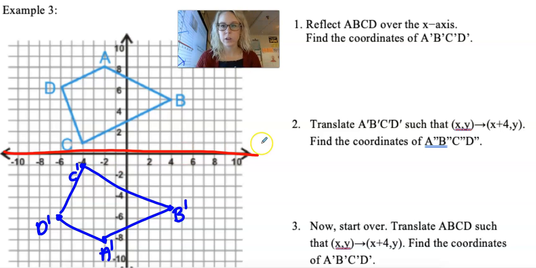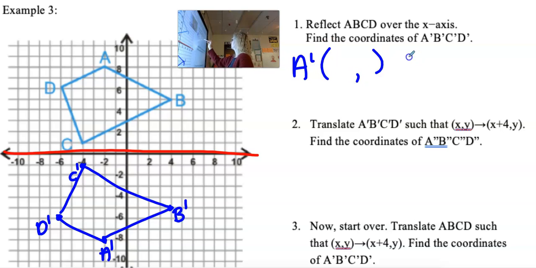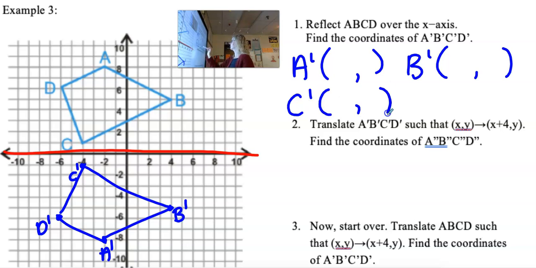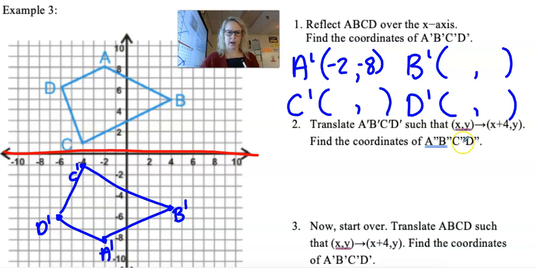Now find the coordinates of A prime, B prime, C prime, D prime, coordinates being ordered pairs. Let's start with A prime. A prime started at 0, it's at a -2 on the x-axis, and then it went down 8. So -2, -8. B prime is hanging out in the positive, so it's at a +4 and then a -5.